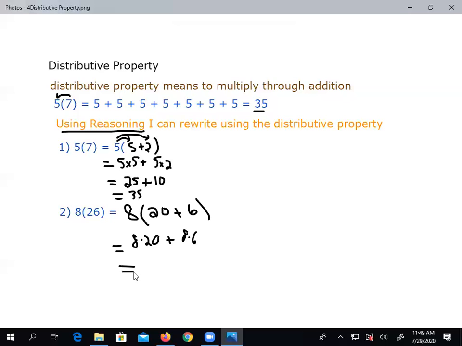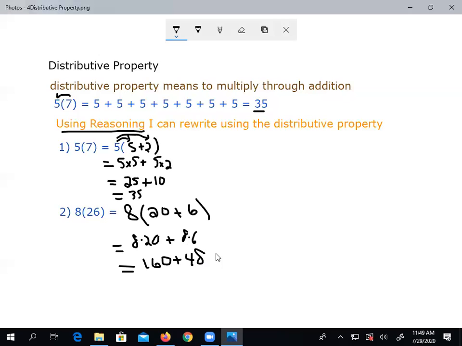8 times 20, remember there's a trailing 0 there. So all you got to do is go 8 times 2 is 16 and add the trailing 0. That's 160. Plus then 8 times 6, that's where the math comes in. If you don't know your basic multiplication facts, now you're in trouble. But if you know your basic multiplication facts, then 8 times 6 is just 48. And you can keep on moving through this problem.